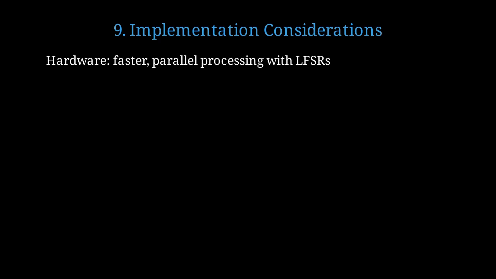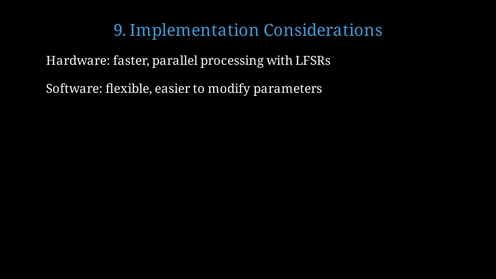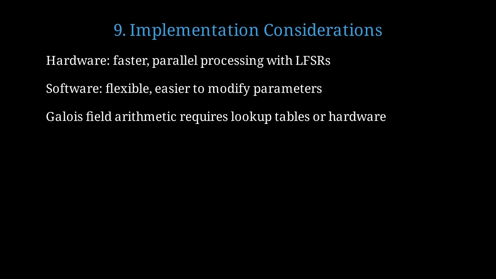RS codes can be implemented in hardware or software with trade-offs. Hardware implementations use linear feedback shift registers for fast parallel processing. Software implementations are more flexible and easier to debug, but slower. Both need efficient Galois field arithmetic, typically using lookup tables for multiplication.